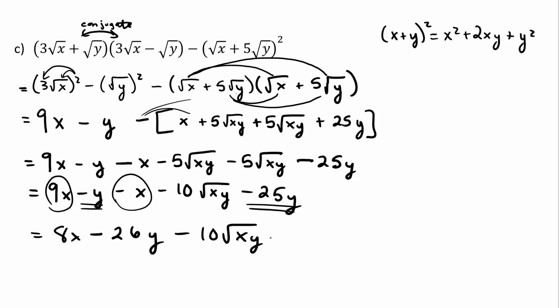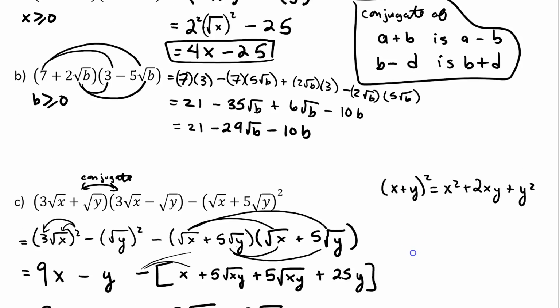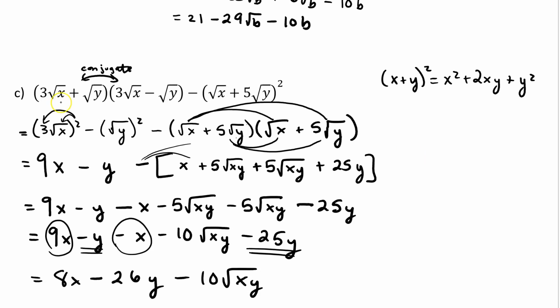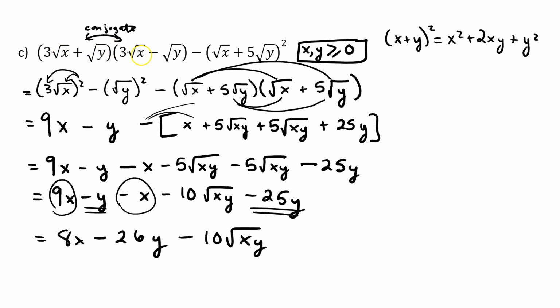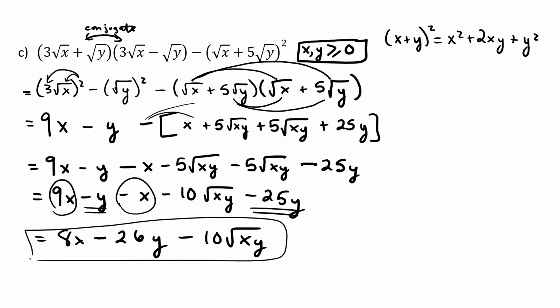Now, in the beginning, what I should have done is I should have said that x and y both have to be greater than or equal to 0. I was just way too excited because we have a question with a conjugate and a perfect square here. But this right here is our final answer, and we don't have any of those absolute values because we should have stated at the beginning x and y both have to be greater than or equal to 0.